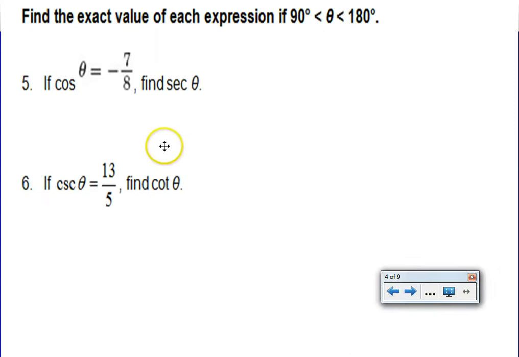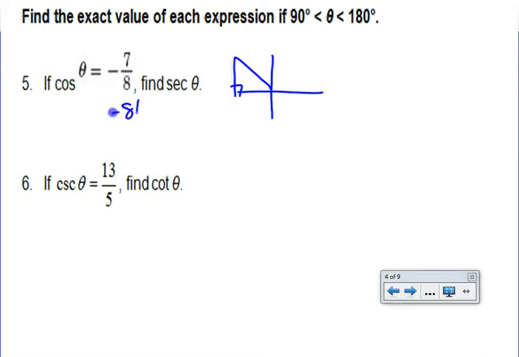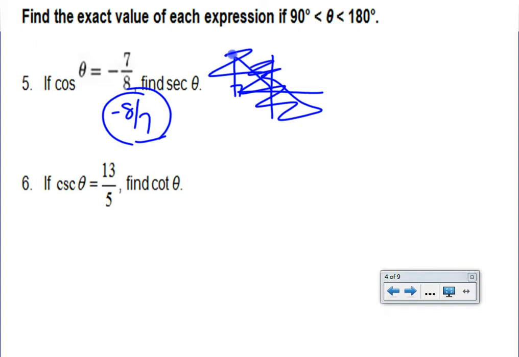Okay, so this time, we're no longer in the first quadrant, we're between 90 and 180, so we're going to be in quadrant number 2. They tell you that the cosine is negative 7 over 8, and I don't have to draw a picture for this one, so the secant would be its reciprocal, which is negative 8 over 7. We don't need a picture because that was directly related. Cosecant and cotangent, however, are not directly related. So again, we're in the second quadrant.